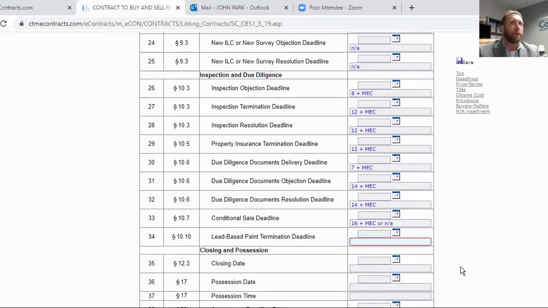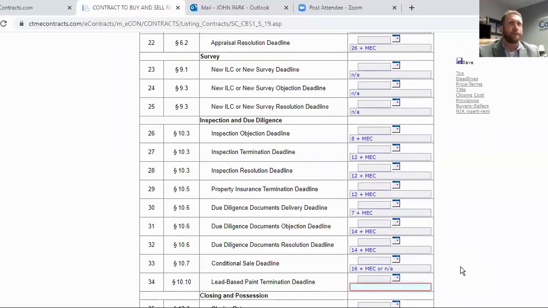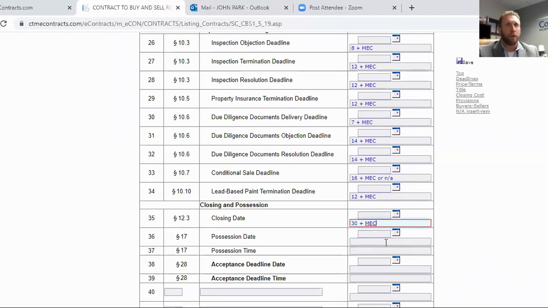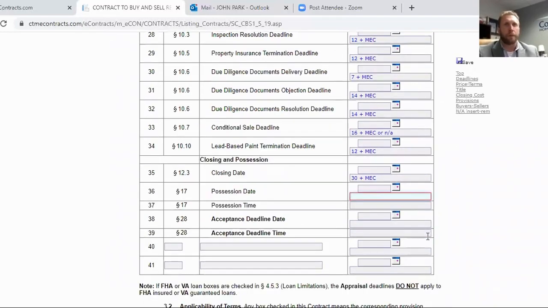Okay, lead-based paint termination deadline. So again, lining up with my termination on inspection. Okay, so 12 days. Okay, closing date. I'd say most of us is 30 days. Okay. Again, there may be some exceptions to this. Right. And then depending on loan types too, right? You want to talk about that a little bit or should we wait? We should wait. There's a lending section, I think. Yeah, let's wait. Possession, all depends, but maybe we'll keep it the same day.